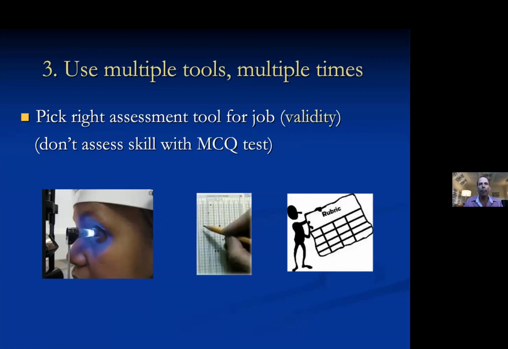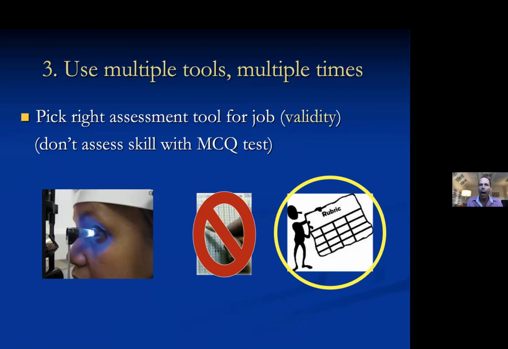To make it very simple, validity simply means that you're picking the right assessment tool for the job. In other words, is this assessment really measuring what we want to measure? So if we're talking about checking intraocular pressure by applanation, are we going to use a multiple choice question test, or perhaps a rubric or a checklist? And the answer, of course, is you're not going to assess this skill with a multiple choice question test. It's not a valid way to know that a student can accurately check intraocular pressures.